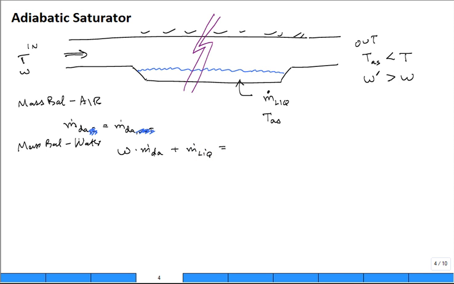And how does it go out? Omega prime, that's the humidity ratio on the outlet, times the mass flow rate of the dry air. You rewrite this equation and you find that the mass flow rate of the liquid divided by the mass flow rate of the dry air is equal to omega prime minus omega. Remember, omega prime is greater than omega, so that's a nice positive quantity. And that tells you what the makeup requirement is relative to the dry air flow.